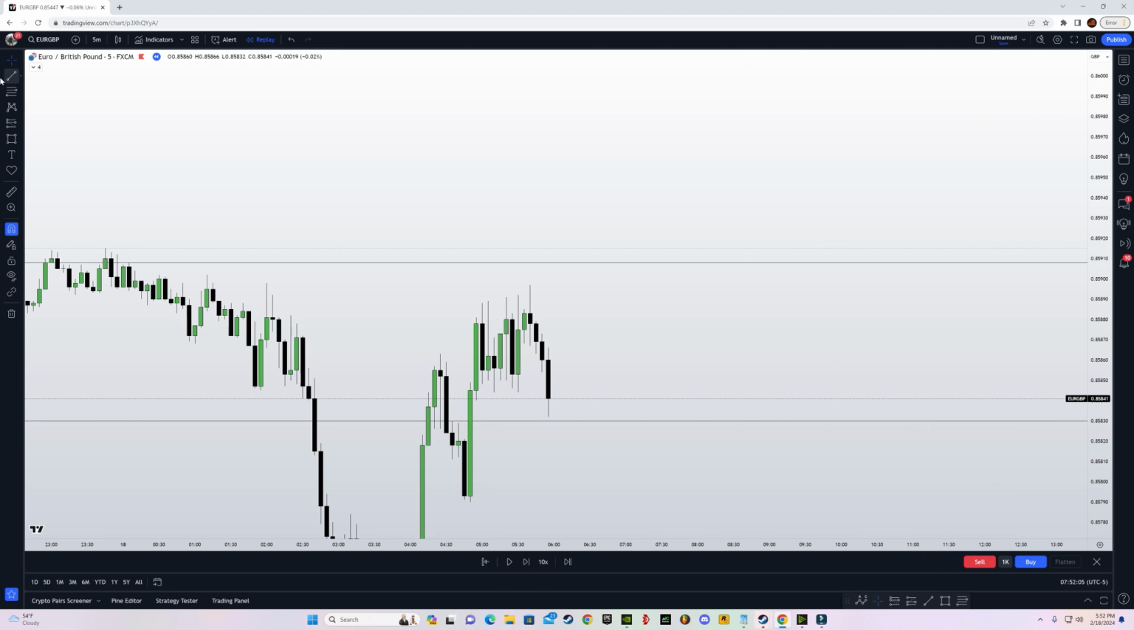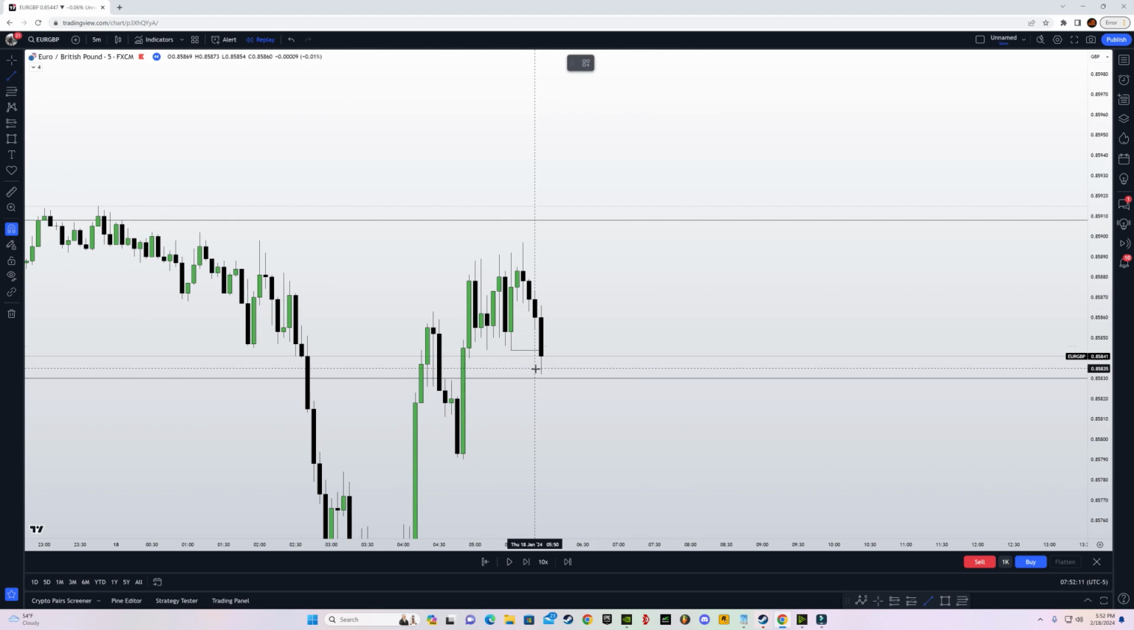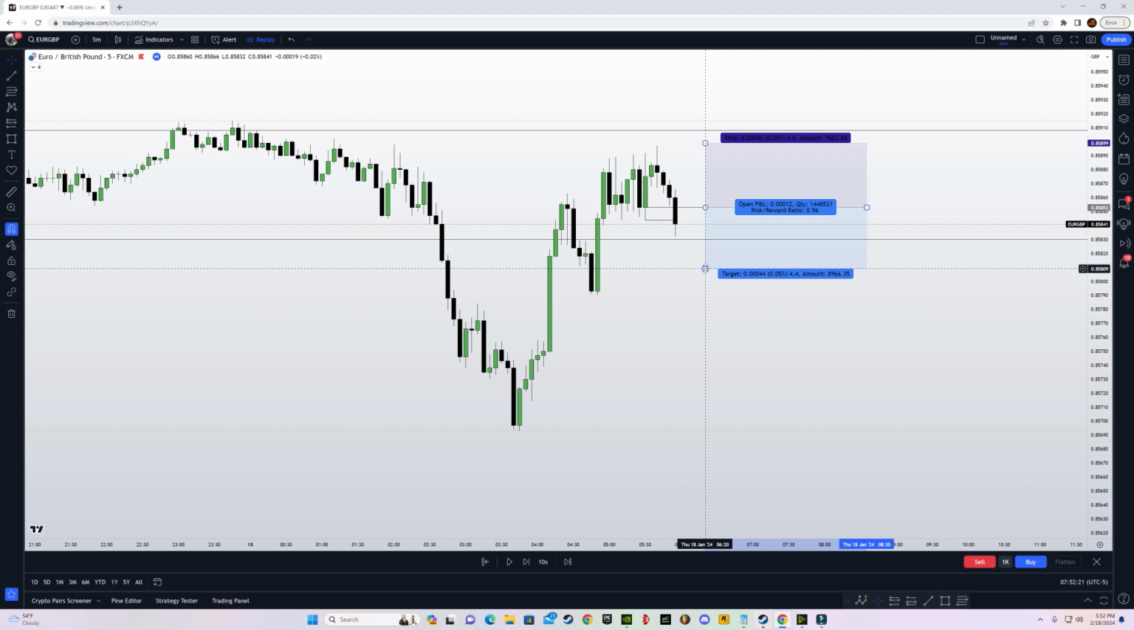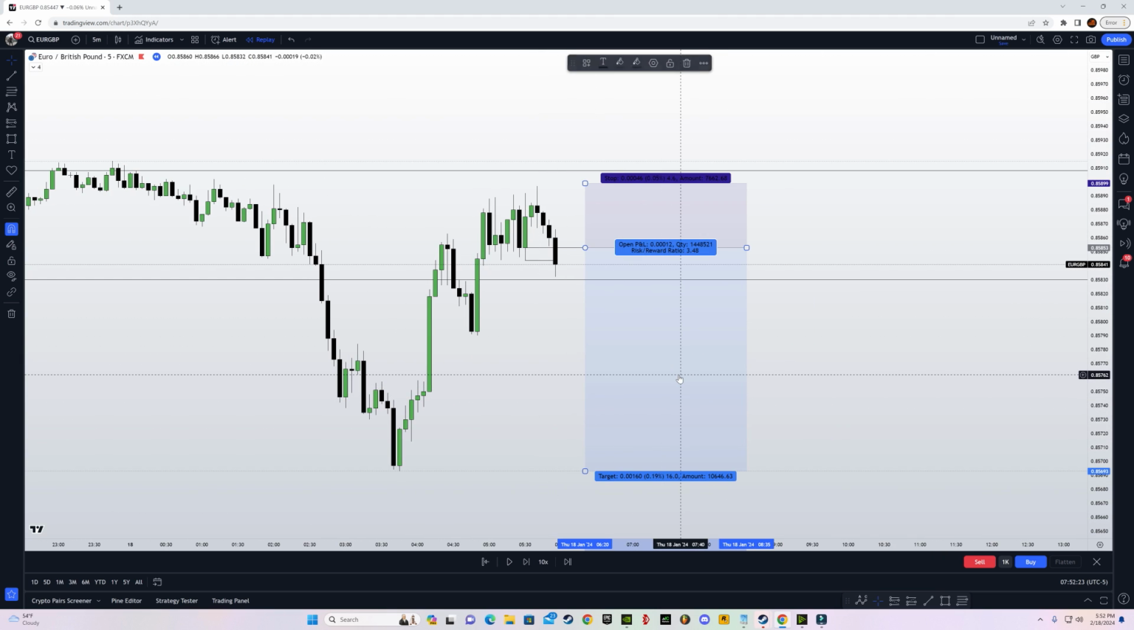And just around here, you can see that we had a market structure shift inside the 1 hour order block. So now I'm going to take my entry from this 5-minute order block. Look at the time. We are in a kill zone, and I'm going to take my profit at this low here. That's going to give me 3.48.